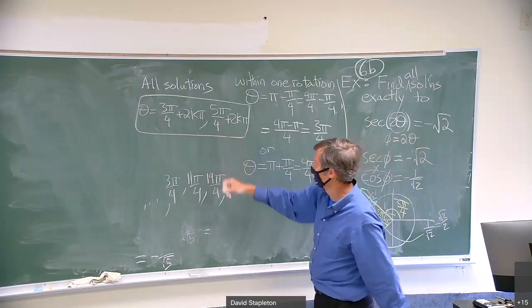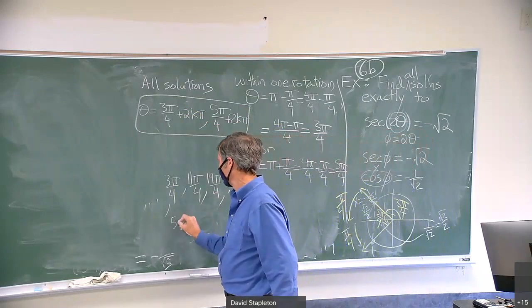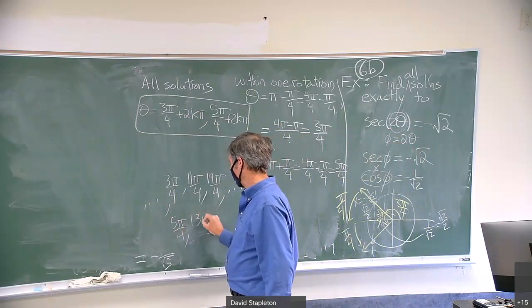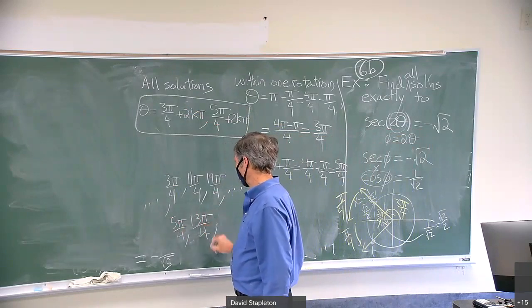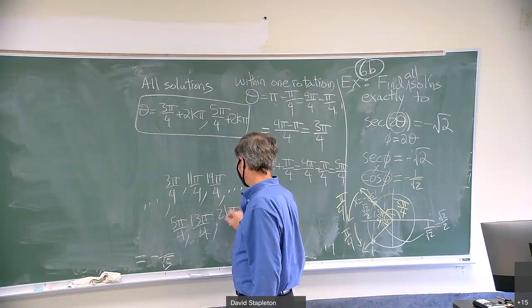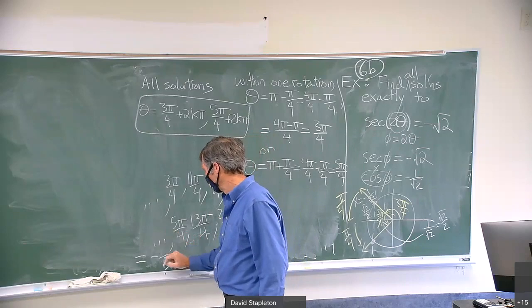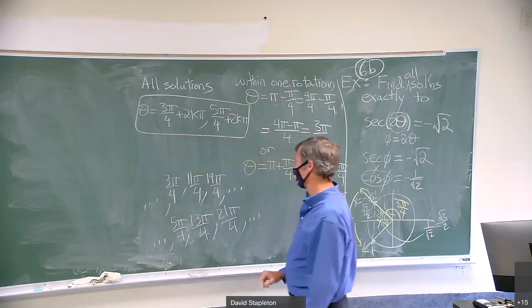This will be the first one, and then the other one would be 5 pi over 4. I'm going to add 8 pi over 4, which would be 13 pi over 4, and I'm going to add 8 pi over 4 and get 21 pi over 4. Then you have to go in the negative direction too. So there's an alternate answer, but I don't recommend it.